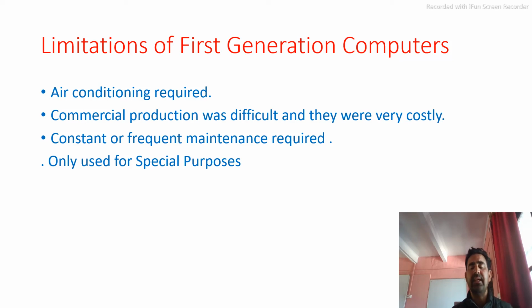Students, this is second generation of computers, and the most important difference between first generation and second generation computers is that first generation computers used vacuum tubes for circuitry, while second generation computers used fast transistors instead of vacuum tubes. The invention of transistors reduced the size of the computers but increased their speed and processing.